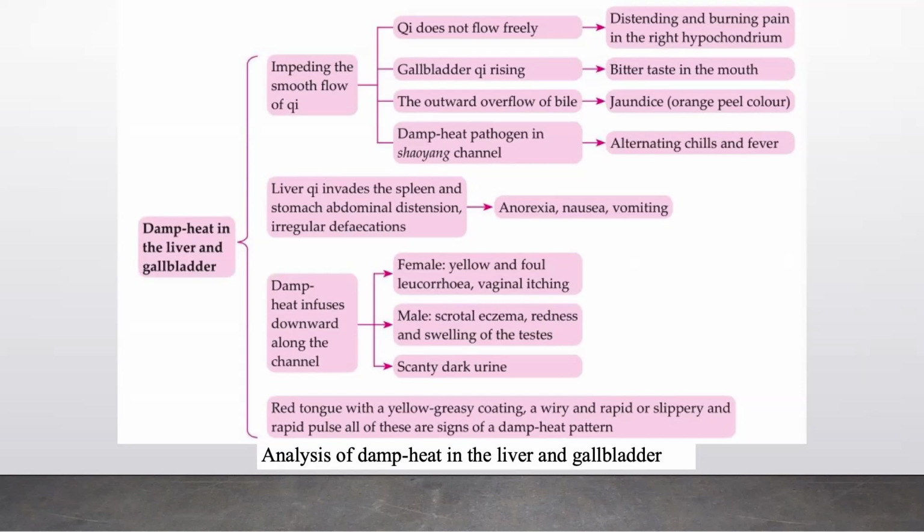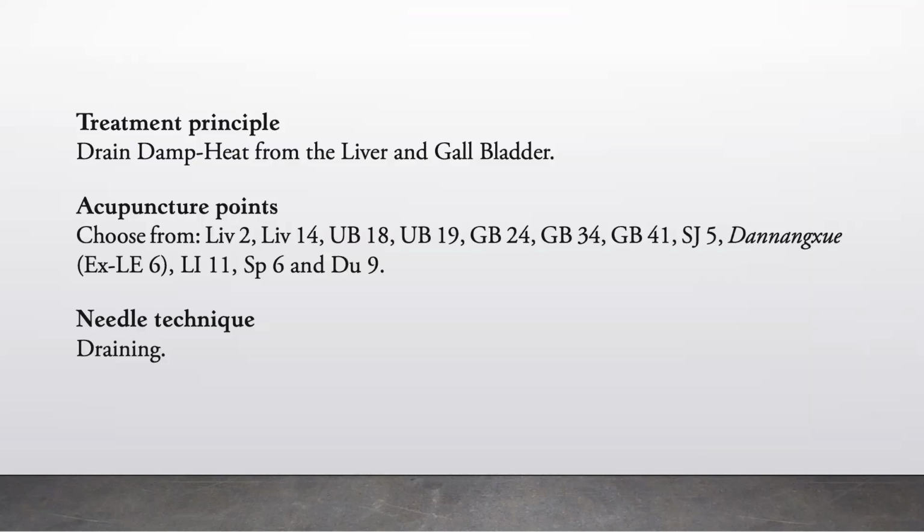Damp heat infusing downwards along the channel will lead to yellow and foul leukorrhea, vaginal itching, and in males, scrotal eczema, redness and swelling of the testes, and scanty dark urine. Tongue will be red with a yellow greasy coating, wiry and rapid or slippery and rapid pulse. All of these are signs of a damp heat pattern.